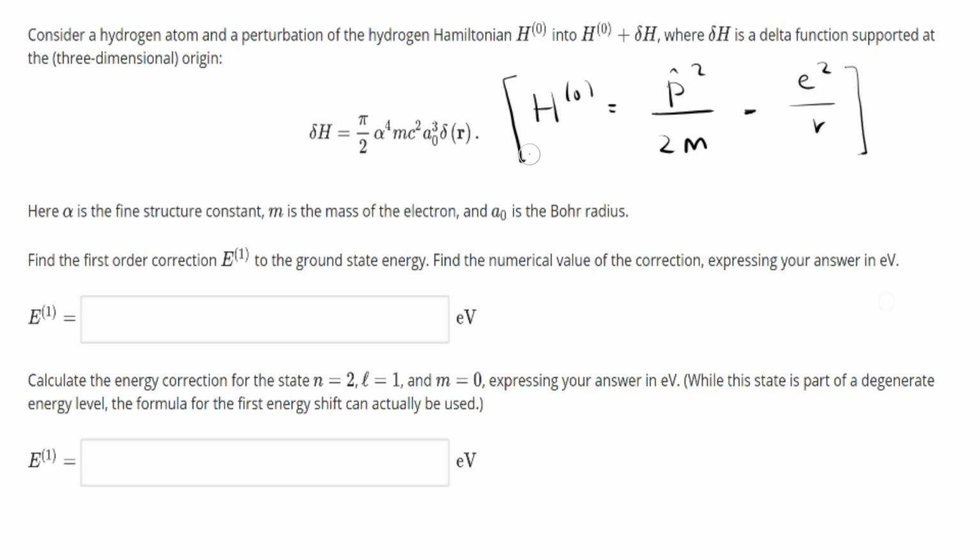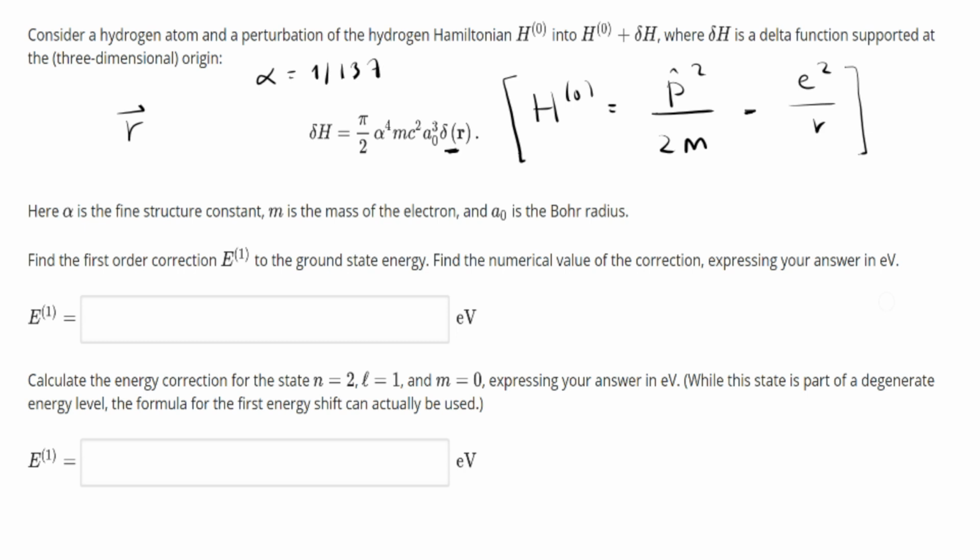Anyways, we perturb by a delta H, and delta H is a delta function, okay? Delta of r, and r in this case is the r vector, three-dimensional. And I guess these constants are just to make the dimensions work out. Here alpha is the fine structure constant. In fact, alpha is approximately 1 over 137. And A naught is the Bohr radius. Okay, find the first order correction.